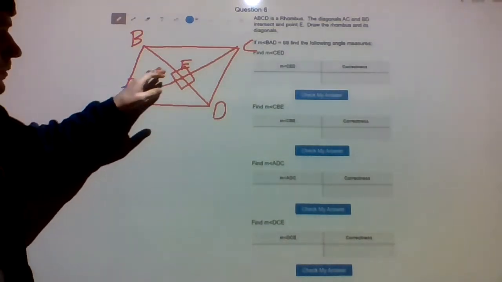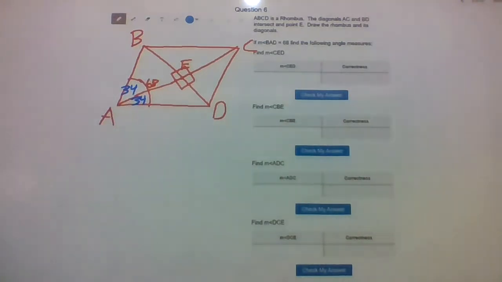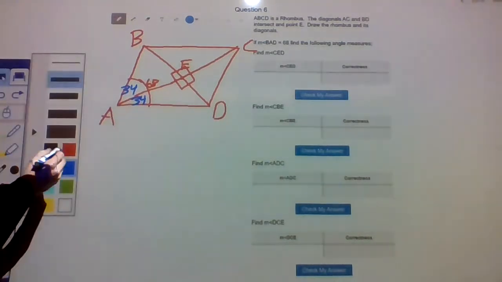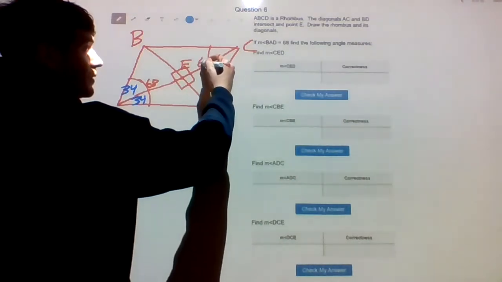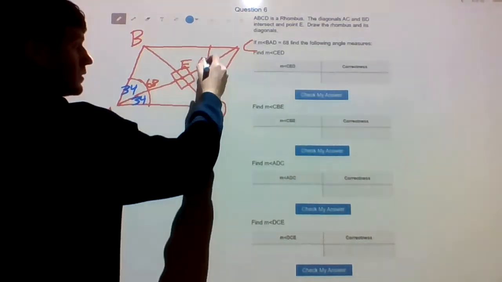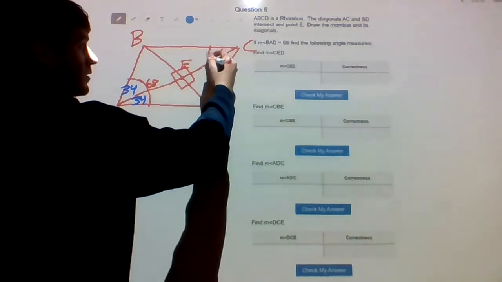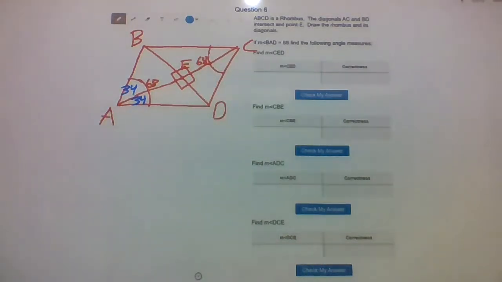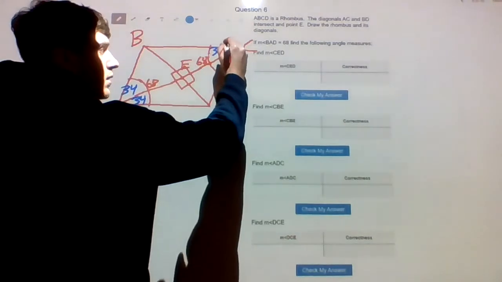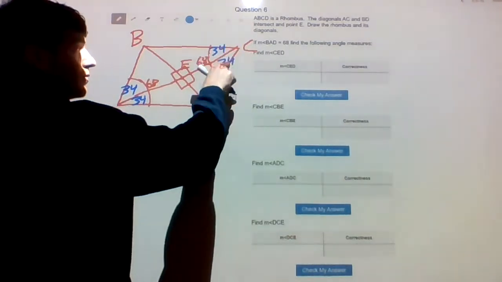Across from this one, this big one over here is going to be 68 as well, the whole thing. Opposite angles are congruent. So this whole thing here is going to be 68, the whole big angle there. If we split that in half, we're going to have again 34, 34, 34, 34.